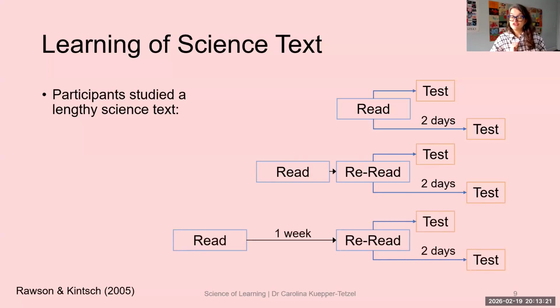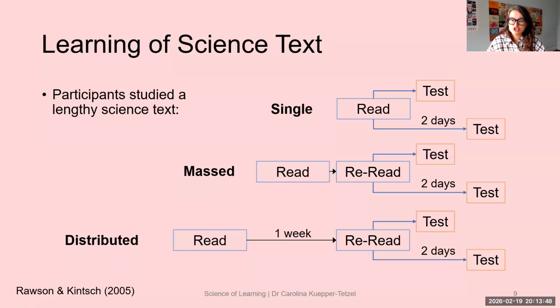And finally, in this condition, they were also given the opportunity to read the text twice, but there was a week of break in between. So they read it, a week of break, and then they reread it again. And again, a test immediately after, or 2 days later. We have a single, a massed, and a distributed or spaced practice condition.